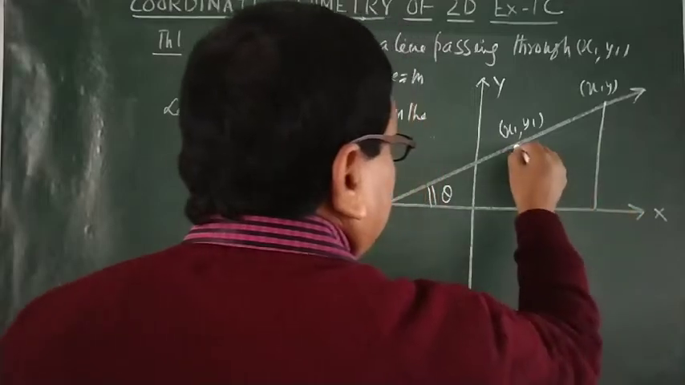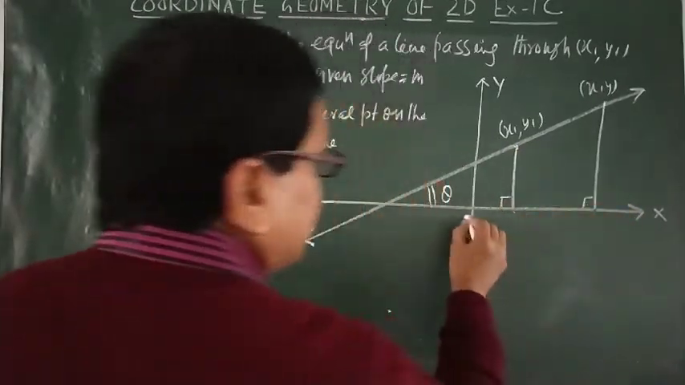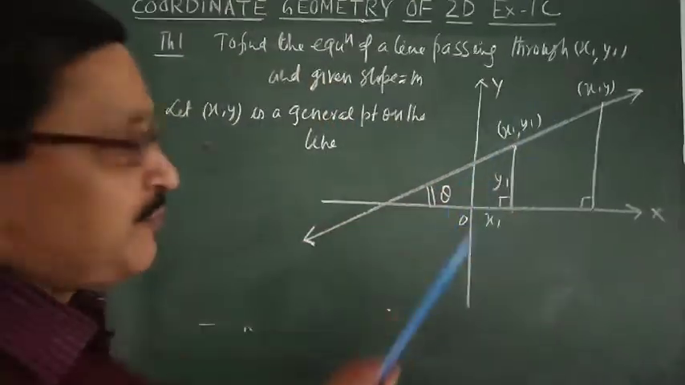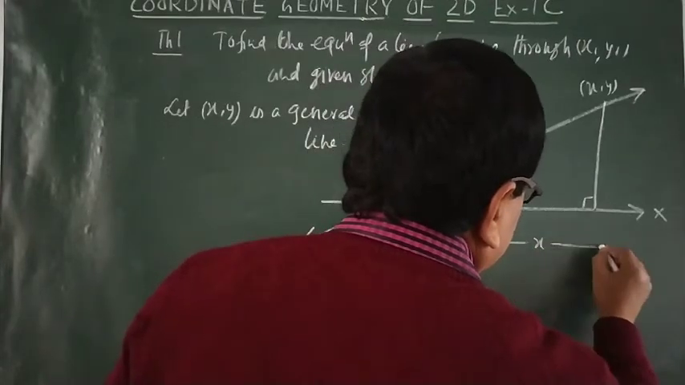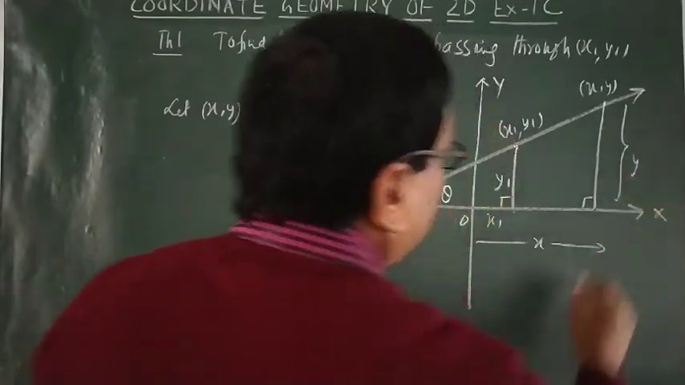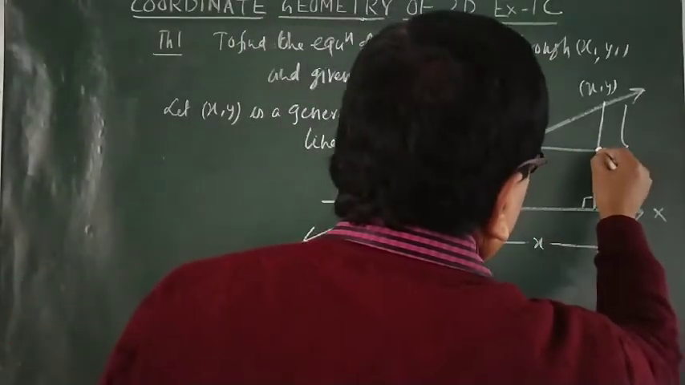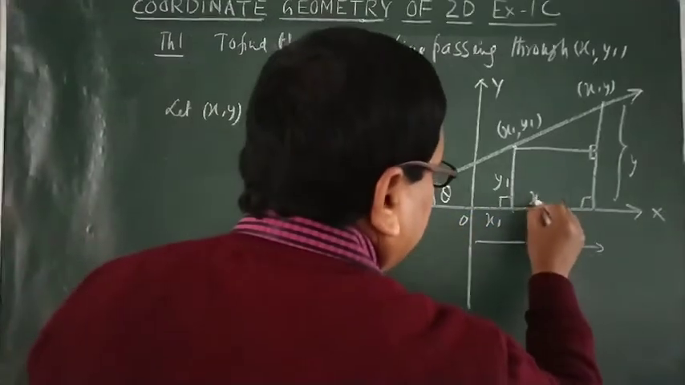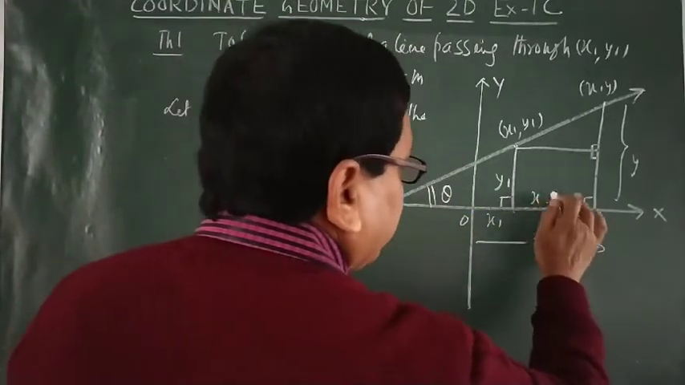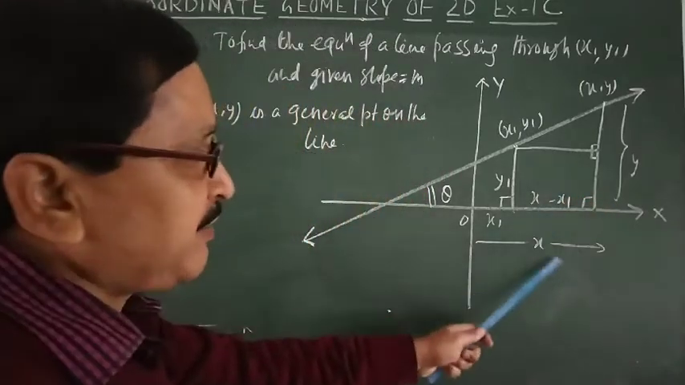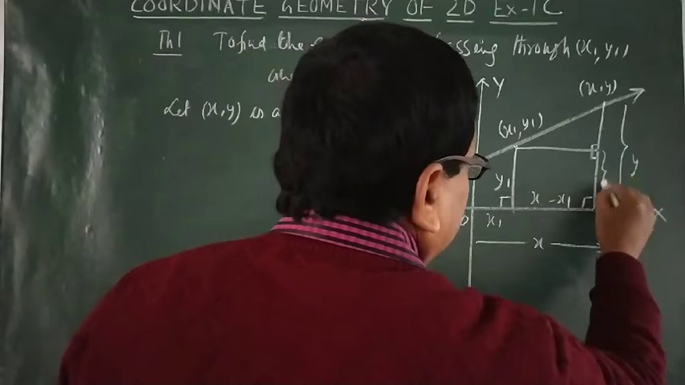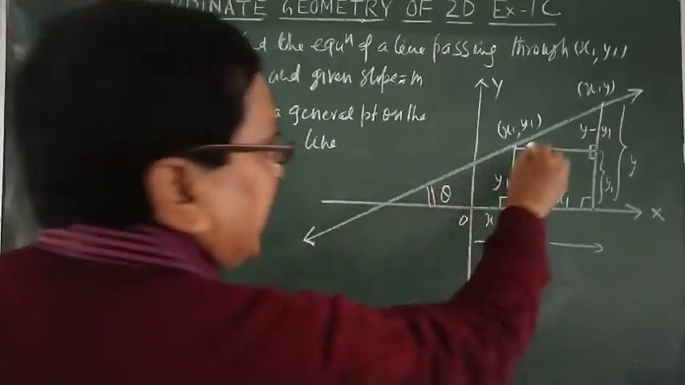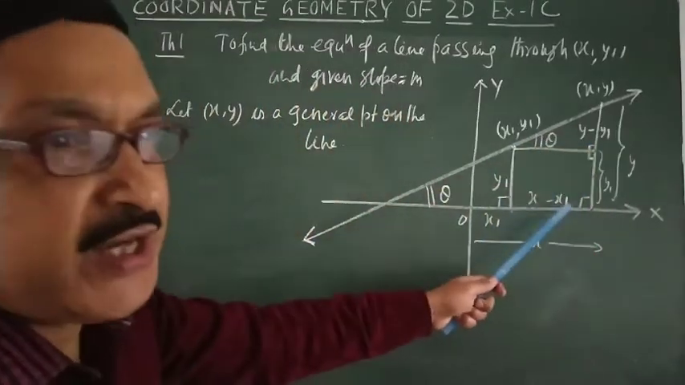Now draw perpendiculars. The distance is counted from the origin, so this will be x1 and this will be y1, and this is (x, y). So this length will be x and this length will be y. Now one more perpendicular is drawn. If the whole length is x and this length is x1, then this will be x minus x1. This length is x minus x1, and this is y1, this is also y1. So this length will be y minus y1. Now this theta, this is also theta because corresponding angles are equal.